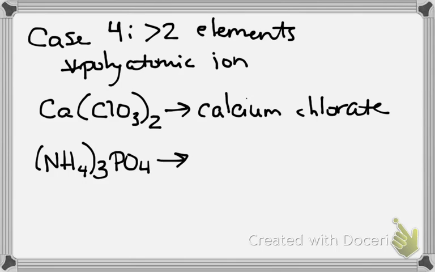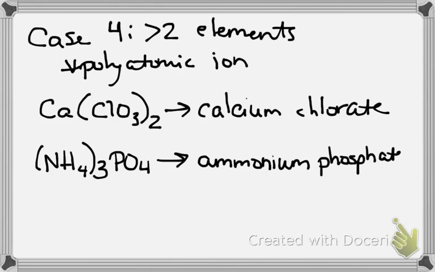So remember that phosphate is normally -3. Ammonium is +1, so I need 3 of them, which is why there's a 3 outside of the parentheses. So even though, or because these are both polyatomic ions, you just name them the names of the polyatomic ions. So ammonium phosphate. But you'll notice that that compound actually has 4 different elements in it. It's still acting as only 2 pieces.